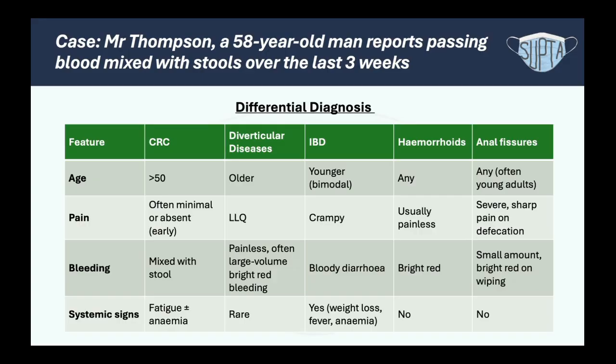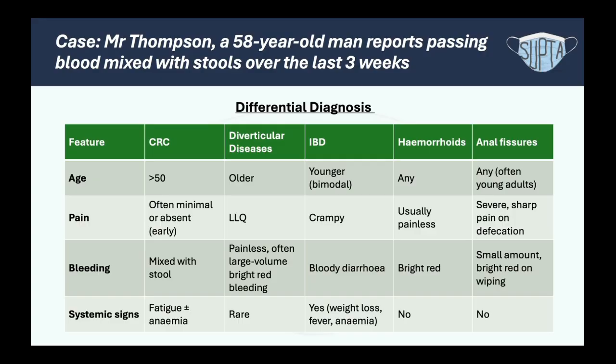And finally, we have anal fissures, which are small tears in the lining of the anal canal. It can occur at any age, but these are often seen in young adults, and they cause severe and sharp pain on defecation, with a small amount of bright red blood on wiping. And again, systemic symptoms are usually absent.